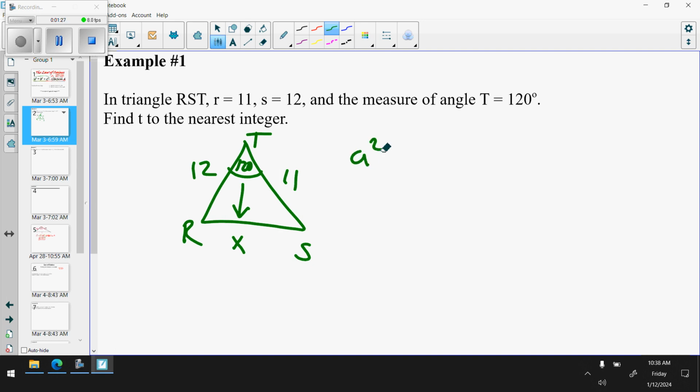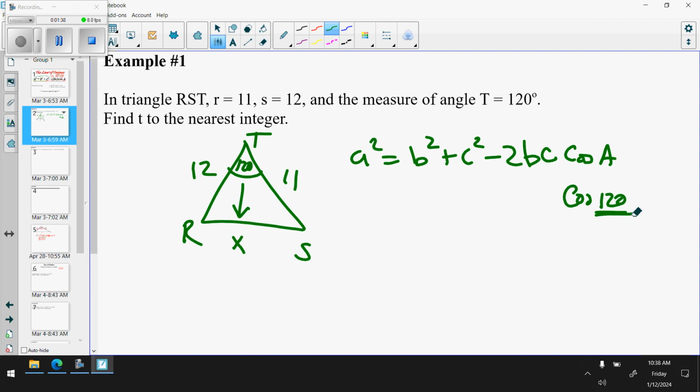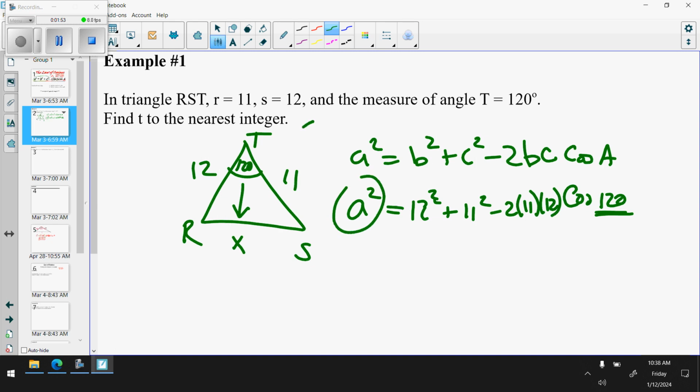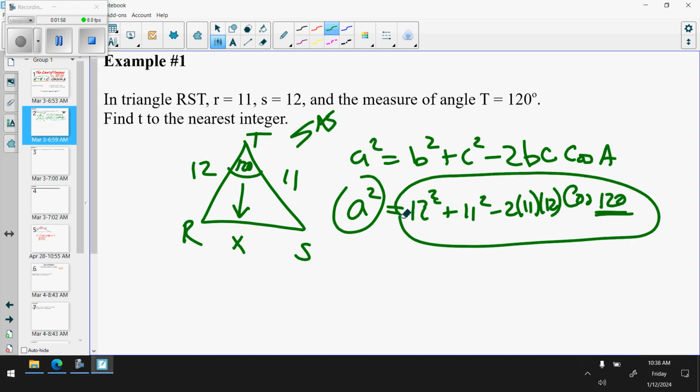So a squared equals b squared plus c squared minus 2bc cos of A. Start at the angle. Put 120 in there. We know we're looking for this. 12 and 11 are B and C. It doesn't matter where they go. Now, what's really cool, when you're looking for the side, and you have side angle side, plug this whole thing in my calculator, get an answer, take the square root of it.